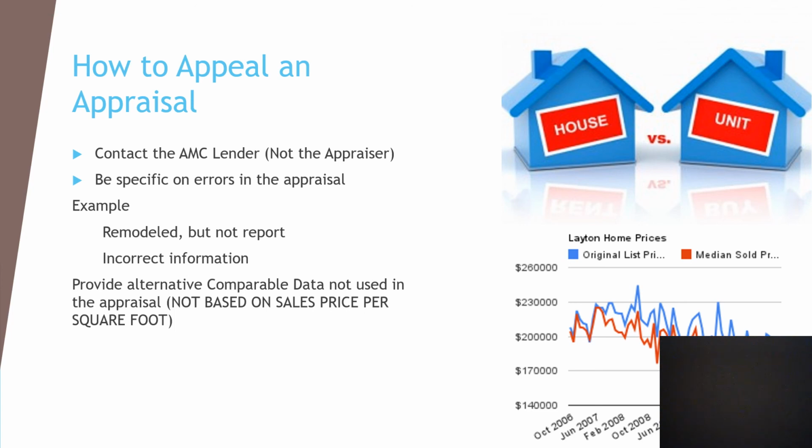The approach at this point is that you are specific with where you believe the deficiencies lie. Are there factual errors in the appraisal? Are there characteristics that are not adequately analyzed? Are there comparable sales that should have been used but were not? Once you have identified the deficiencies, be very specific in outlining the areas of deficiency and contact the lender, not the appraiser, to file a reconsideration of value.